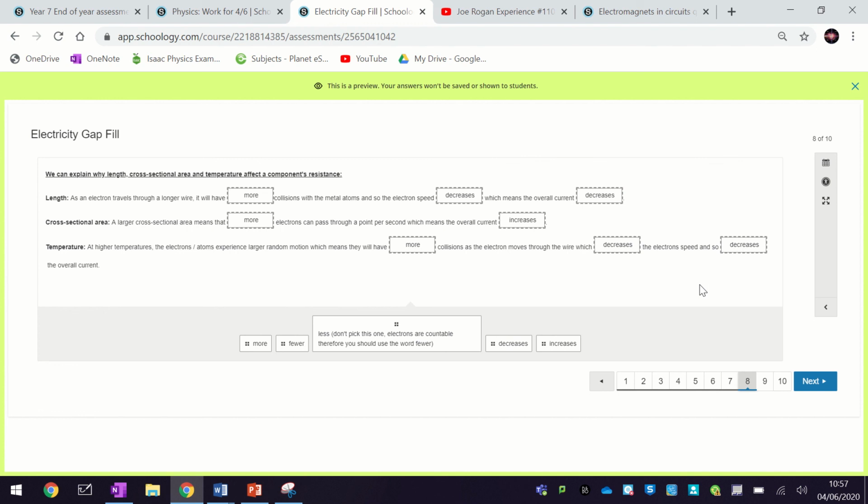So there's a few factors that affect the current going through a component: how wide that component is, and how fast electrons can move through the component. Those are our two factors, and then length and temperature change that speed.